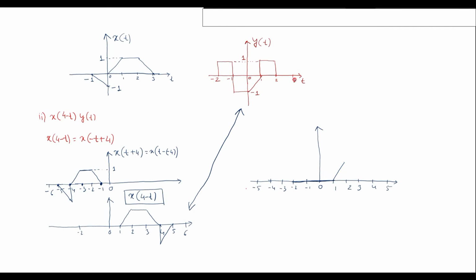So from 2 to 3 there is 0, there is no signal. So here 2 to 3 there is a signal. When this signal is multiplied with 0 it will be 0. So this signal will come back to 0. So this is the resultant signal, that is x of 4 minus t multiplied with y of t.